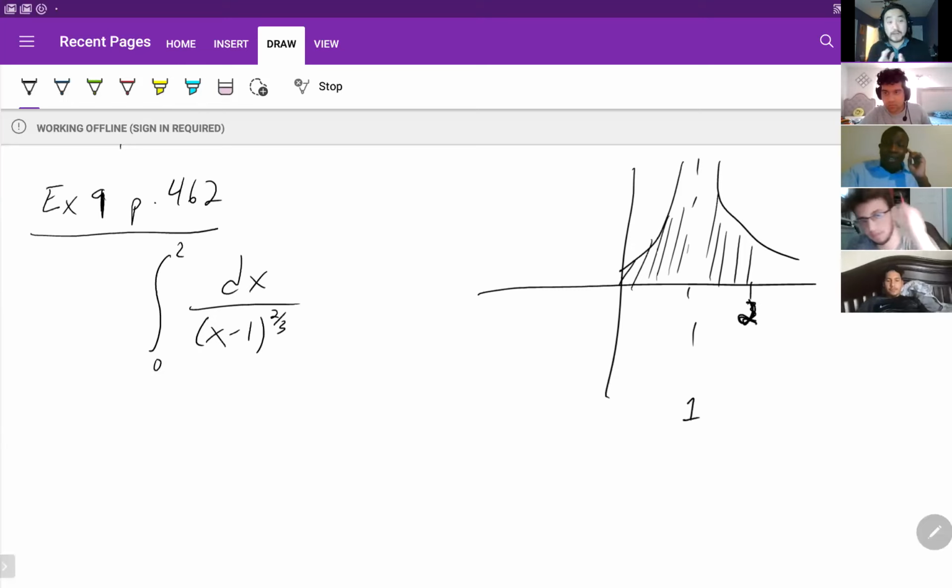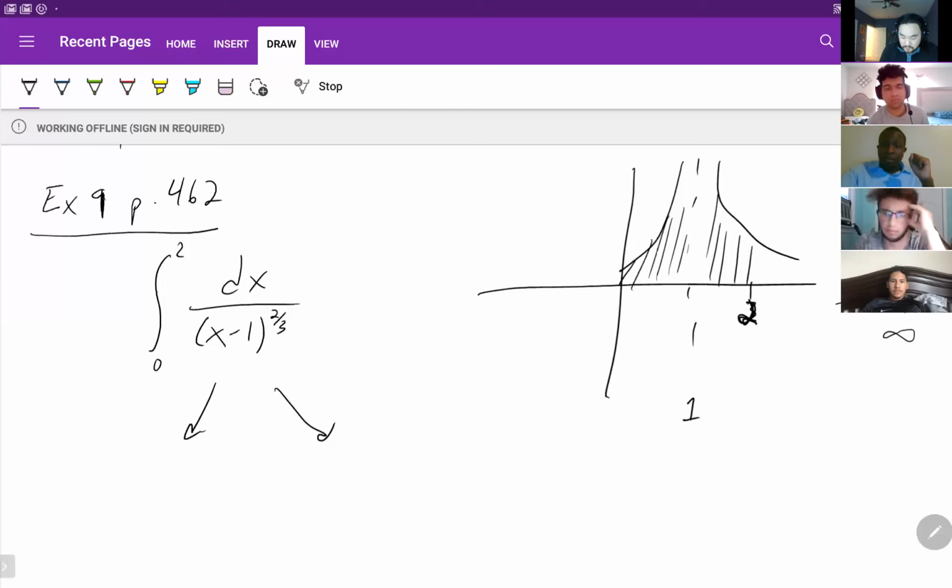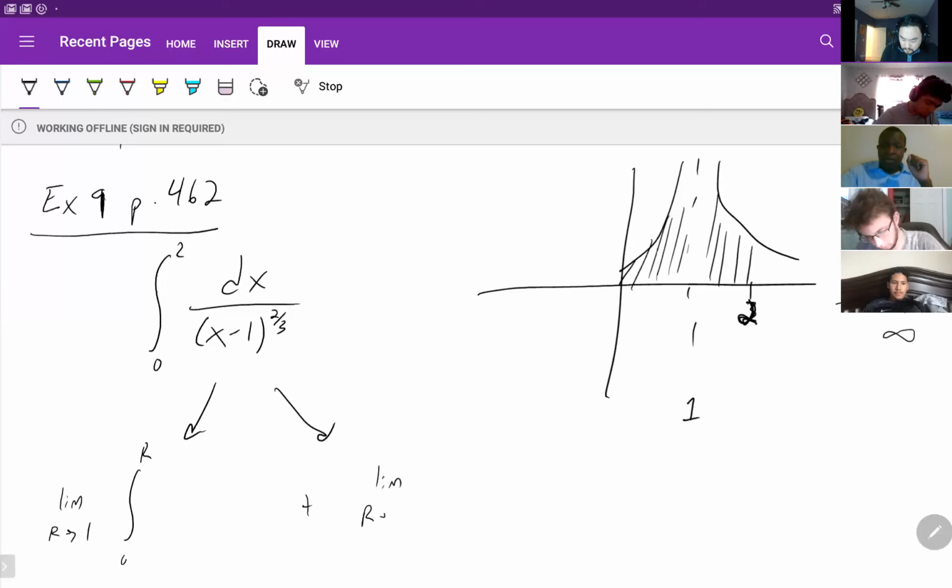So we're not going to infinity, right? Infinity is all the way down that way. We want to get as close to 1 as possible. So we let r, the variable r, go to 1. That means we have to break this up into two pieces. The first piece goes from 0 to r, and the second piece goes from r to 2. You see how we're using limits to get really, really close to 1 but not touch it? That's the whole point of limits.